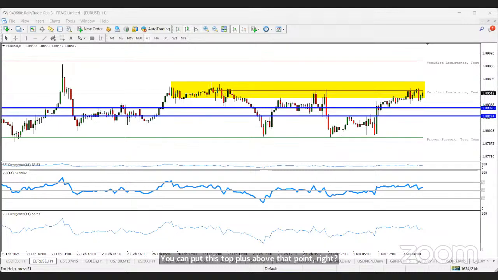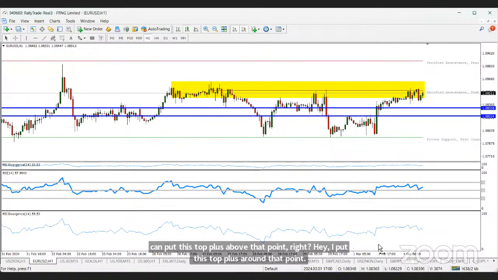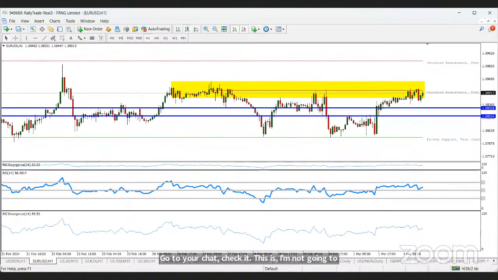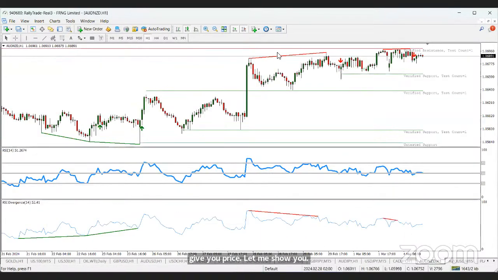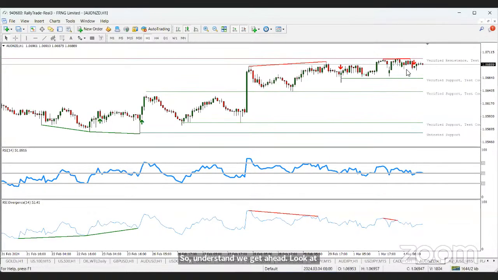Go to your chart, check it. This is AUD NZD. I'm not going to give you price. Let me show you. Look at AUD NZD. Look at where it has been ranging around. So if you are placing a stop loss, it should be above this place where price has been ranging around, right? And that's where your stop loss should be.